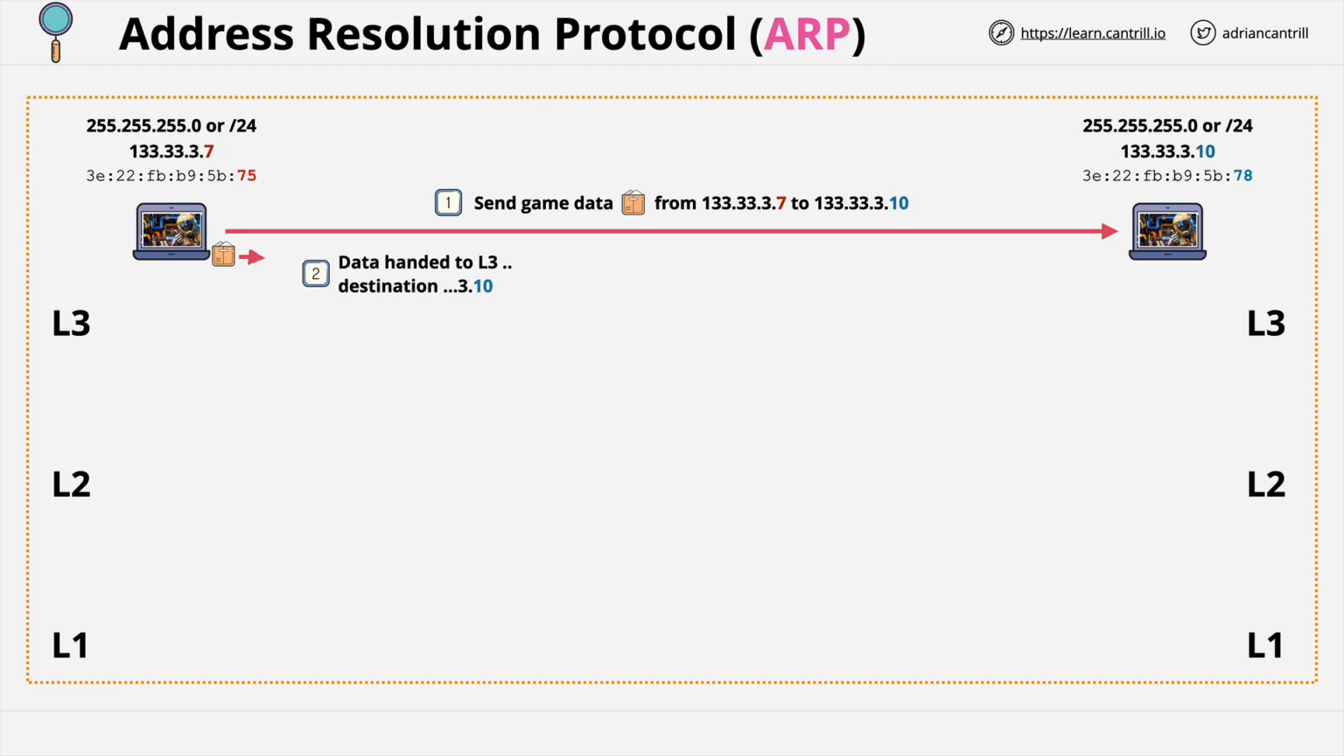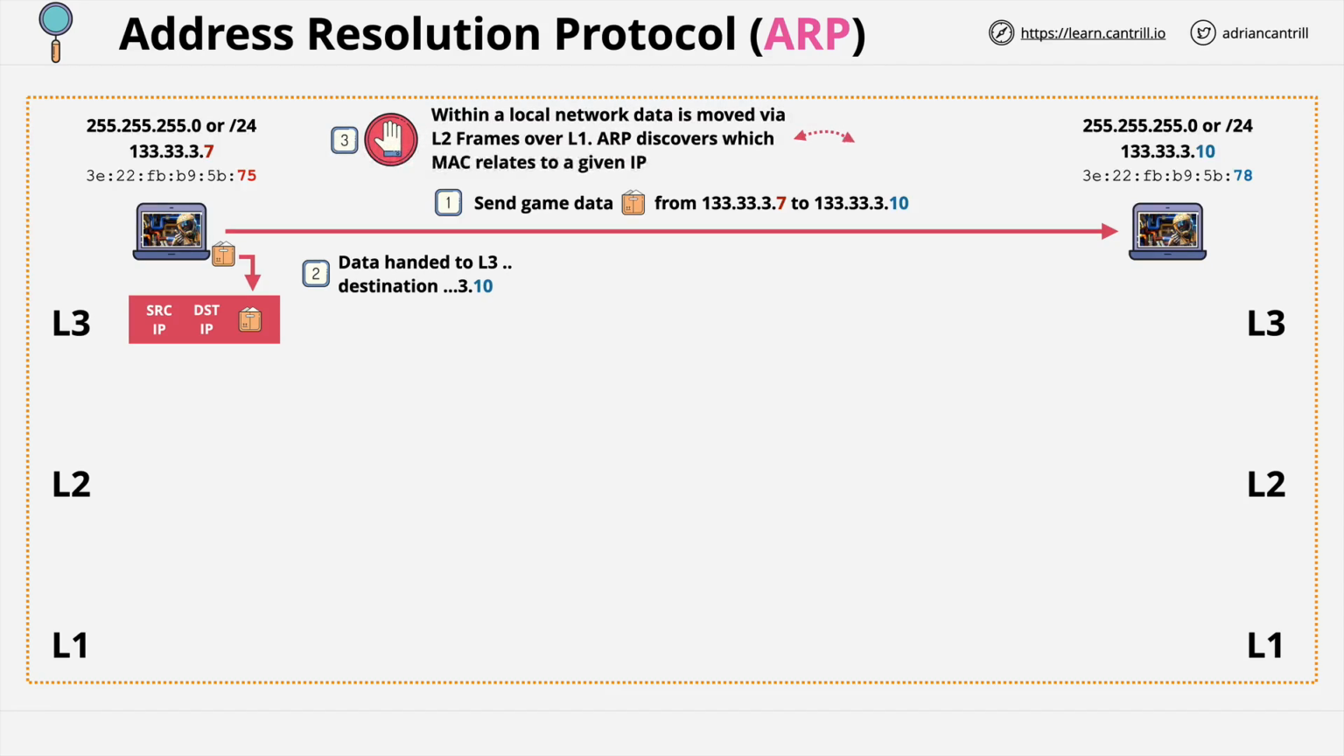So the laptop on the left takes the game data and passes it to its layer 3, which creates a packet. This packet has its IP address as the source and the right laptop as the destination, so 133.33.3.10. But now we need a way of generating a frame to put that packet in for transmission. We need the MAC address of the right laptop. This is what ARP, or the Address Resolution Protocol, does for us. It's a process which runs between layer 2 and layer 3.